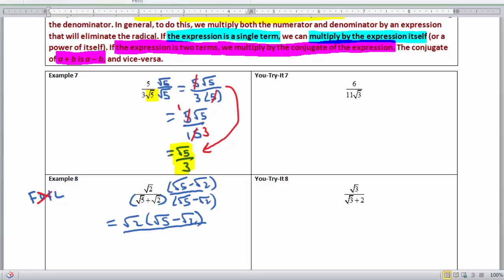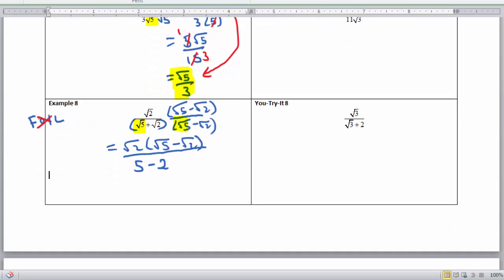So in this case, the F would be the square root of 5 times the square root of 5, which is just going to be 5. And then the L is going to be the square root of 2 times negative square root of 2, so it's going to be minus, and the square root of 2 times itself is just 2. So you see how beautiful that is? We've eliminated our radicals from the denominator, and now our denominator is just a single number, 3.